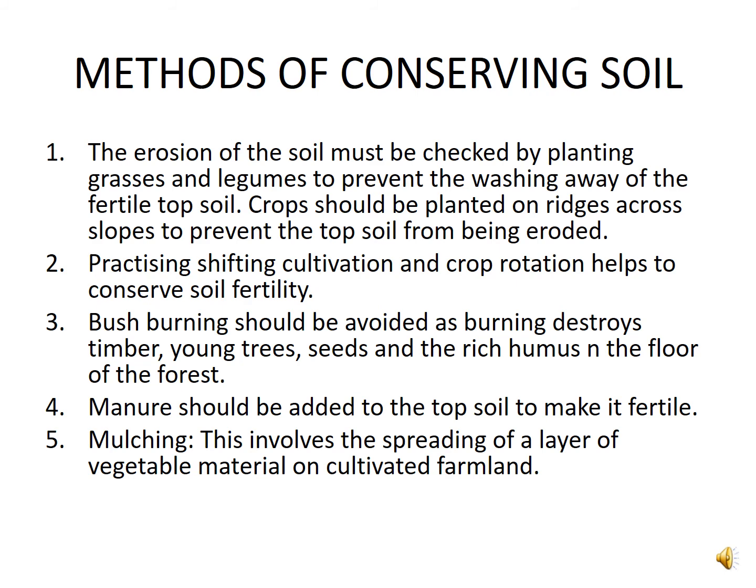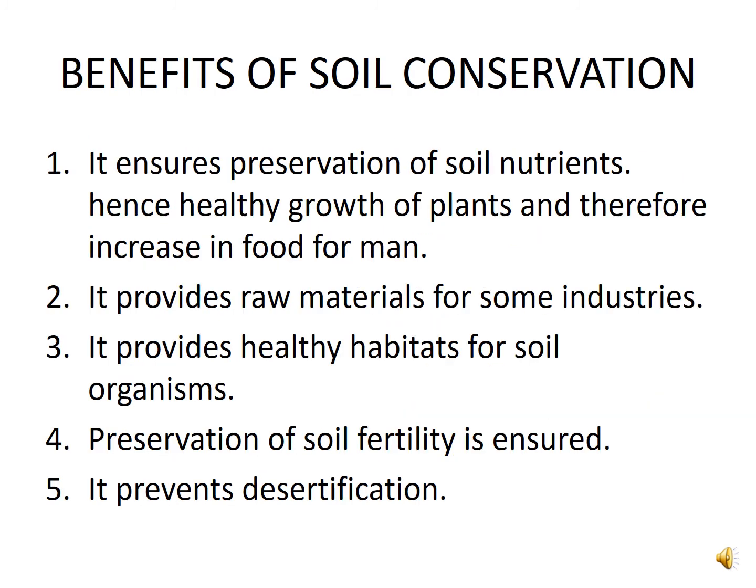Number five, mulching. This involves the spreading of a layer of vegetation materials on cultivated farmland. This is to prevent direct impact of rain. When rain falls and has direct impact with the soil, it loosens the soil, thereby making it easy to be blown away by wind in the case of wind erosion, or to be washed away by running water in the case of water erosion.